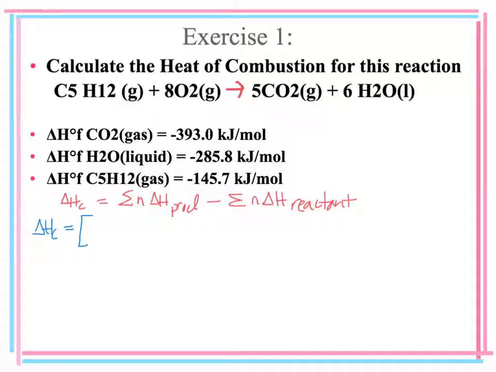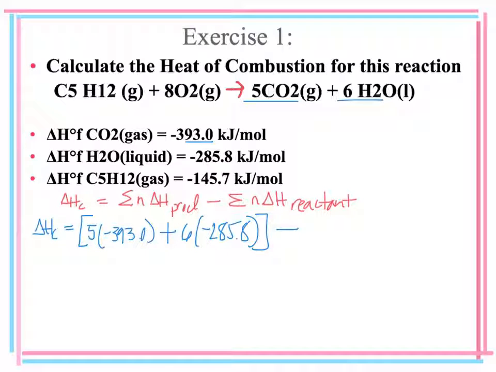and so my first product that I have is 5 moles of CO2. So I'm going to say 5 times the value for CO2, which is a negative 393.0, plus I have 6 moles of water. And so I'm going to do 6 times my value for water, which is a negative 285.8. And then I'm going to sum that, and I'm going to subtract from that the total of my reactants.